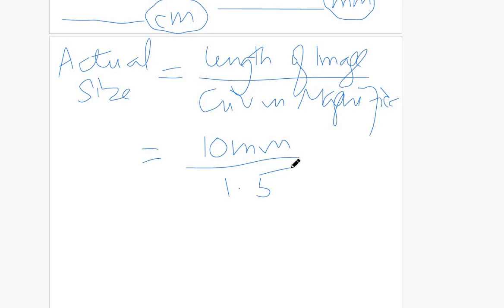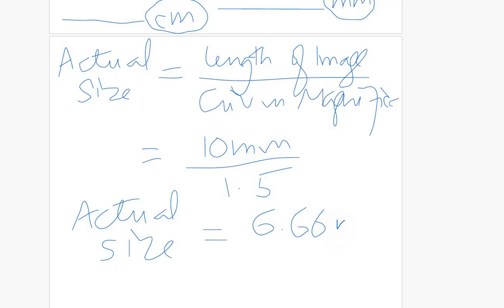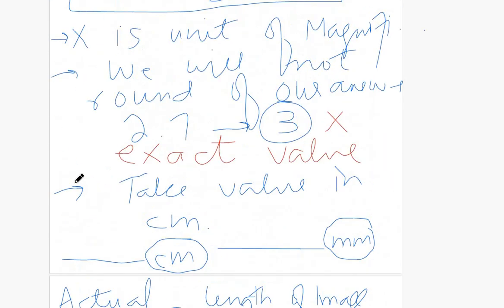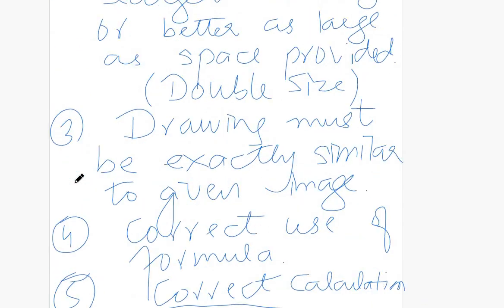So 10 divided by 1.5 is equal to, our actual size is equal to 6.66 millimeter. Since we have taken the value in millimeter, we will use millimeter. If we would have taken the values in centimeter, then we would have used centimeter. So in actual size, it depends on which unit we have taken the length in. I hope, dear students, this question is clear to you.